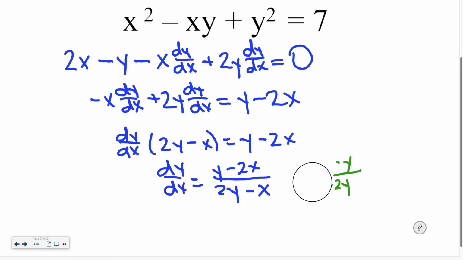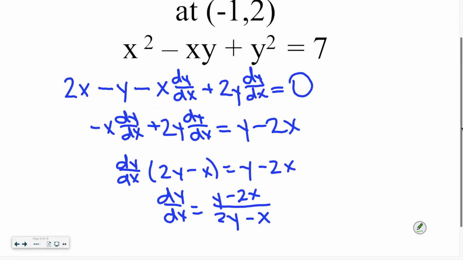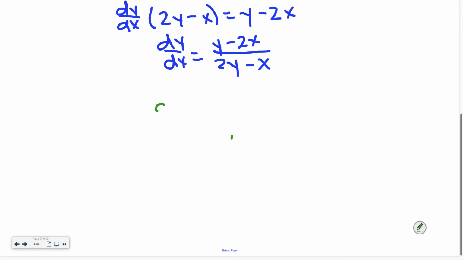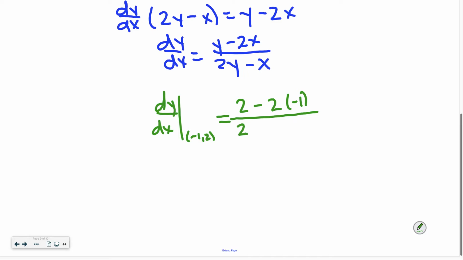Okay. All right, so what I was really hoping to do with this is evaluate the slope at (-1, 2). And if we want the slope at (-1, 2), then we need to take our derivative and plug in the coordinate (-1, 2). So this is the notation, dy/dx, that's the evaluate bar. Okay, so we can plug 2 in for y, negative 1 in for x, to get our slope.